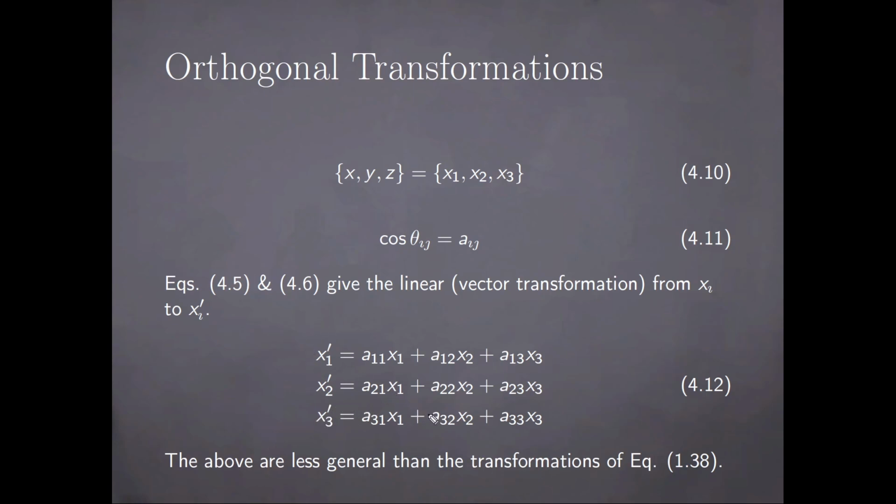The ones here are less general than the transformations of equation 138 we defined back in the survey of elementary principles. So those were transformations relating Cartesian and generalized coordinates. These are a special case where we simply go from one set of Cartesian coordinates to another through a linear transformation.